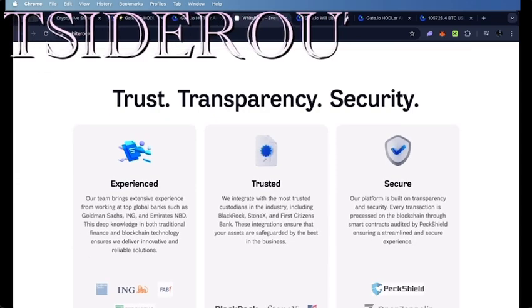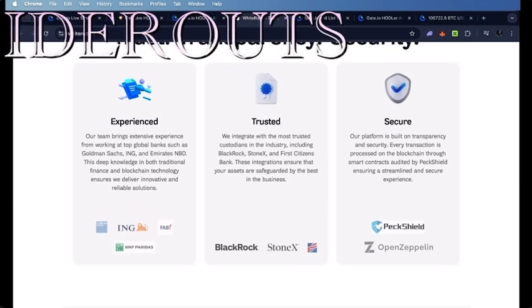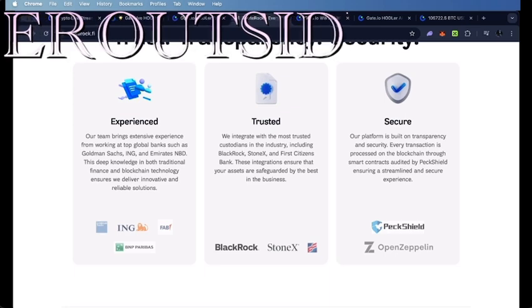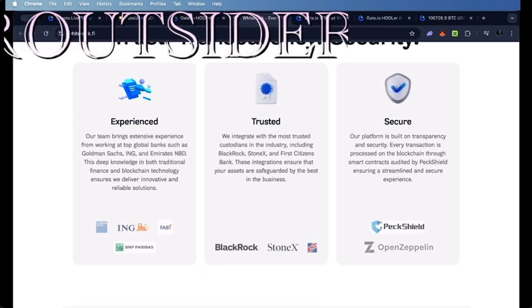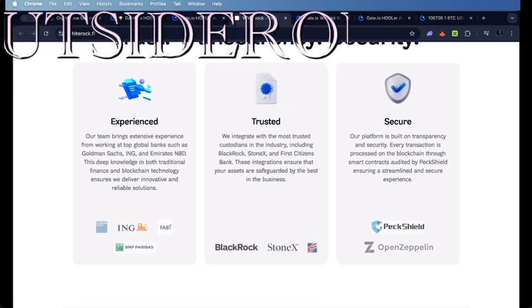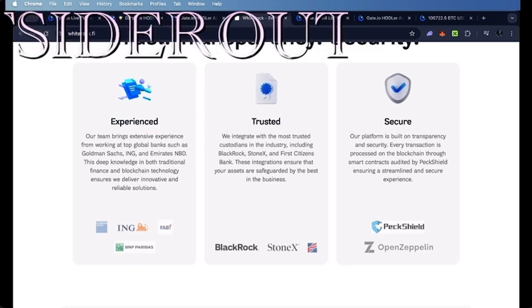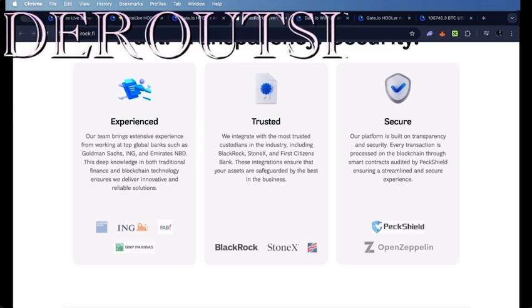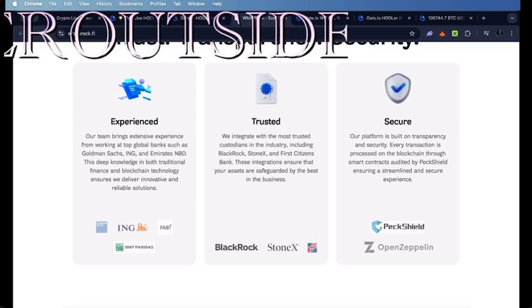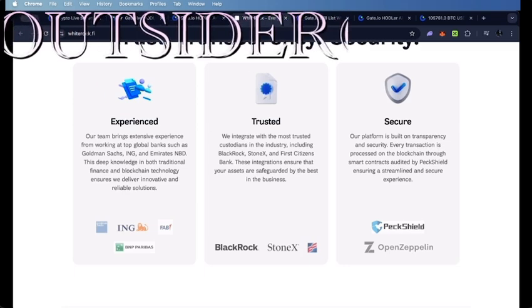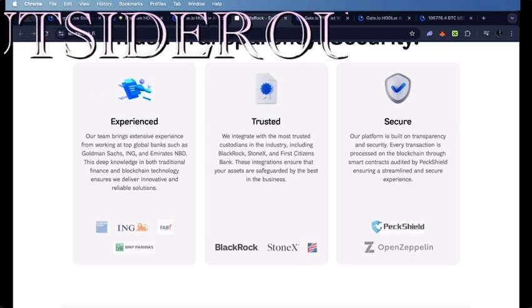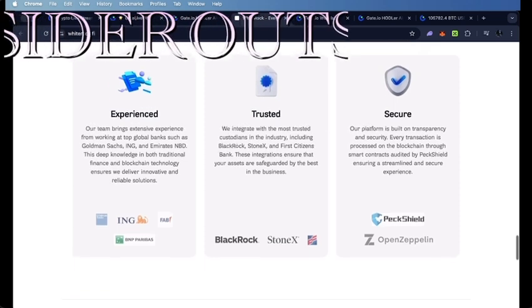Trust, transparency, security, experience. Our team brings extensive experience from working at top global banks such as Goldman Sachs, ING, and Emirates NBD. Guys, this project seems really solid. This deep knowledge in both traditional finance and blockchain technology ensures we deliver innovative and reliable solutions.